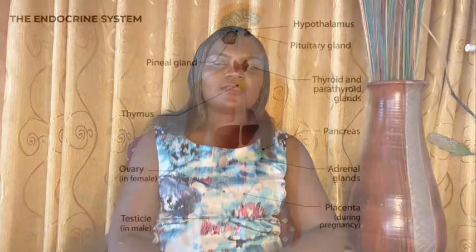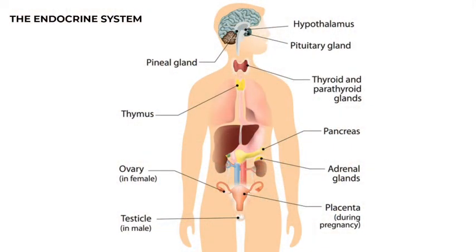The endocrine system is made up of organs such as the pituitary gland, which is found at the base of the brain, the thyroid gland, which is found at the anterior part of our neck, the parathyroid glands that are found just above and below the thyroid gland, the pancreas, which is found in the abdomen, the adrenal glands, which are on top of the kidneys, and the ovaries and testes, just to mention a few of the organs.